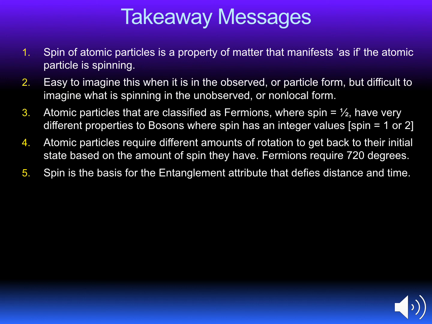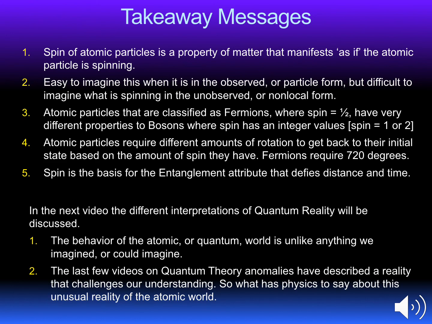Atomic particles that are classified as fermions, where spin is equal to a half, have very different properties to bosons, where the spin has an integer value, spin equal to 1 or 2. Atomic particles require different amounts of rotation to get back to their initial state, based on the amount of spin they have. Fermions require 720 degrees. Spin is the basis for the entanglement attribute that defies distance and time. In the next video, the different interpretations of quantum reality will be discussed.